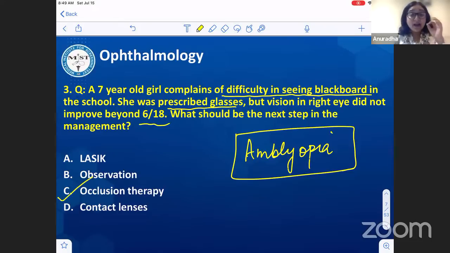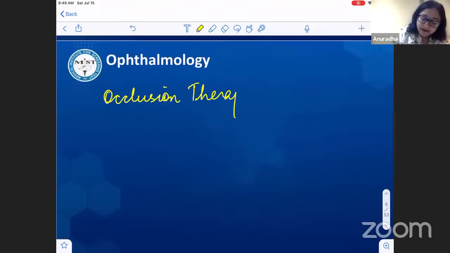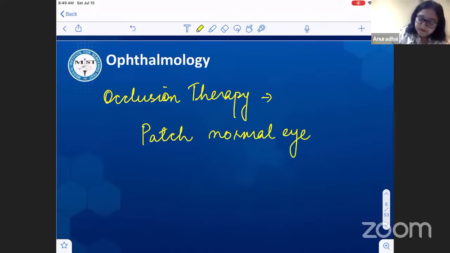Perfect. Occlusion therapy. Okay. So what is occlusion therapy, beta? Occlusion therapy means that you patch the normal eye, so that the eye which is suppressed is stimulated. So occlusion therapy is the treatment of choice for amblyopia.